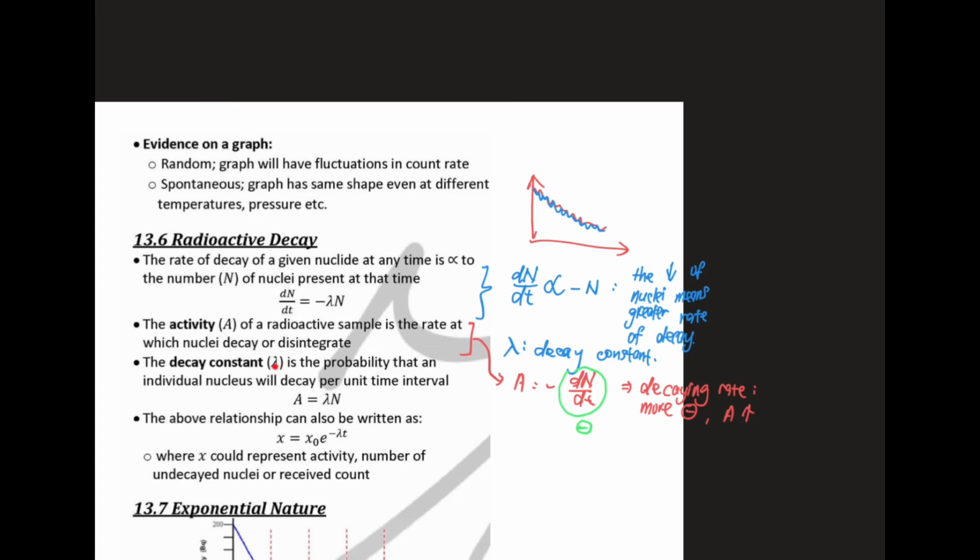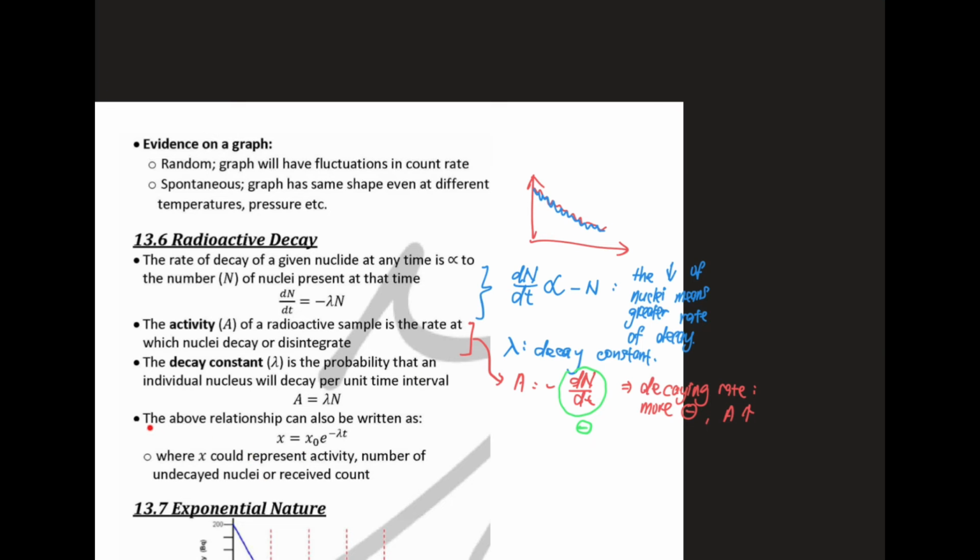So lambda means the probability of the individual to decay. And then after that, A equals lambda N. So you see this is negative lambda N. And then imagine you substitute negative lambda N over here, and then you get positive lambda N. So that is the activity. A equals positive lambda N. So this is a positive value. This is a negative value, showing that this will decrease, as you can see.